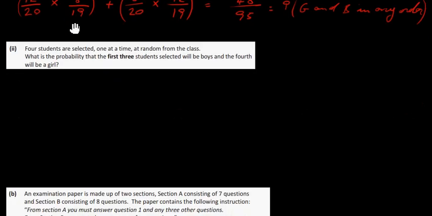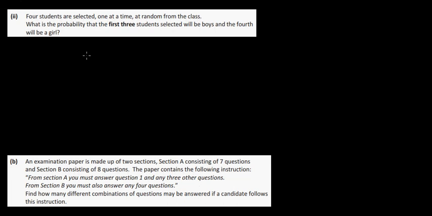Okay, so let's have a look at part 2. 4 students are selected at random, 1 at a time from the class. What is the probability that the first 3 students selected will be boys and the 4th will be a girl? Okay, so let's run through that. So we're looking at the first 3 selected being boys. Okay, so you need a boy, boy, boy, and then a girl.